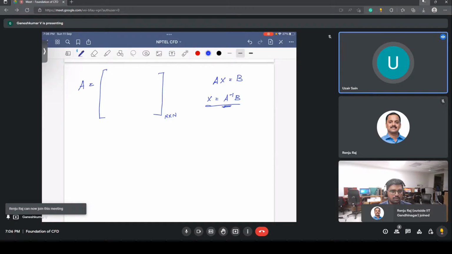You find the D. D would be L inverse b, and since L is a lower triangular matrix, it only has elements in the lower triangle. So you can simply do forward substitution to find D. Once you find D, you have Ux equal to D. Ultimately you need to find x.